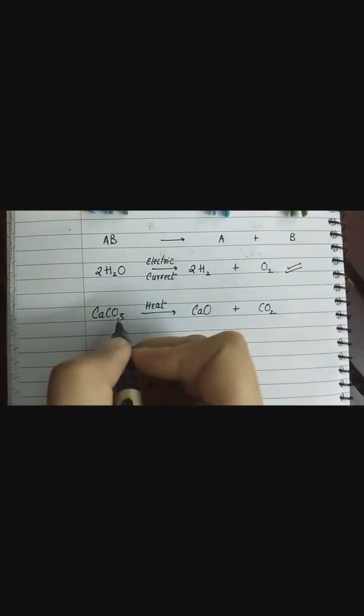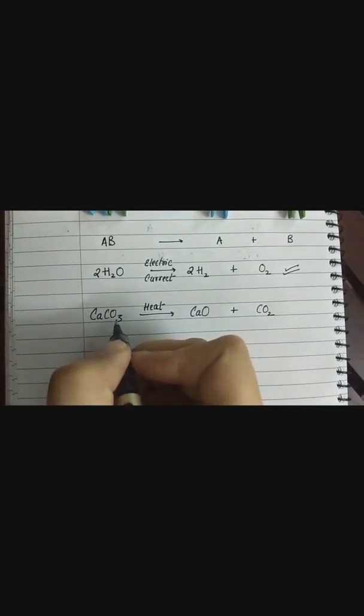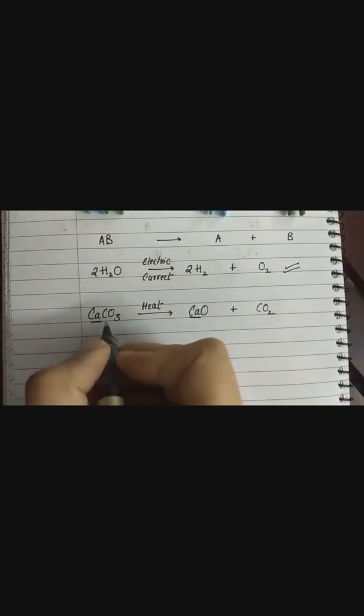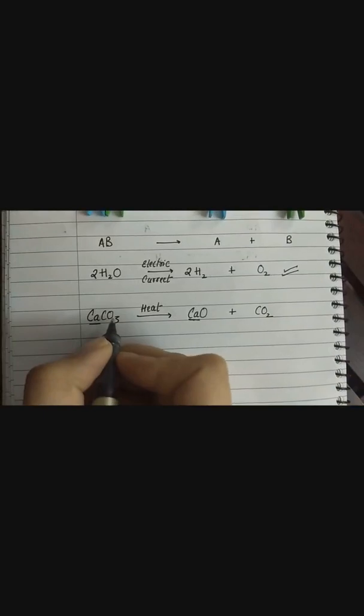Now, what is common in both these examples? That there is one single reactant in both the cases, right? So let us see whether this equation is balanced or not. One calcium atom on the left, one calcium atom on the right. One on the left, one on the right. One carbon on the left, one carbon on the right.